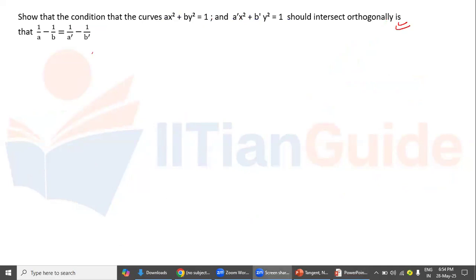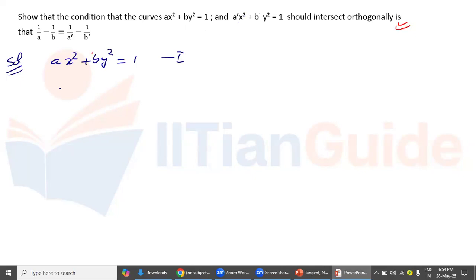We are given two curves. Basically, both are ellipses. I'm writing the first equation: ax square plus by square is equal to 1. That is my equation number 1.